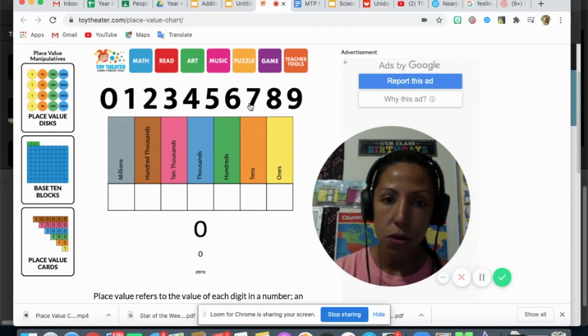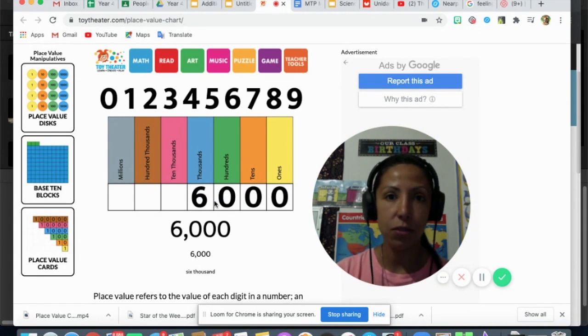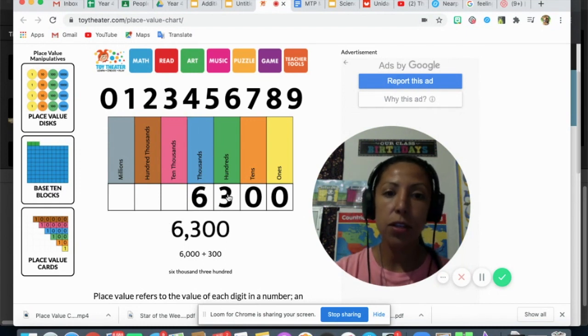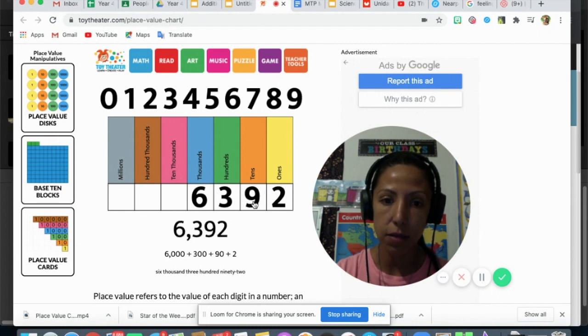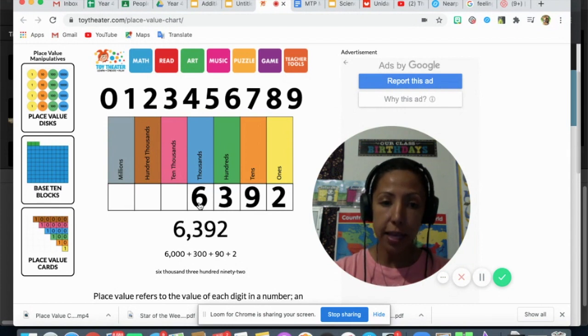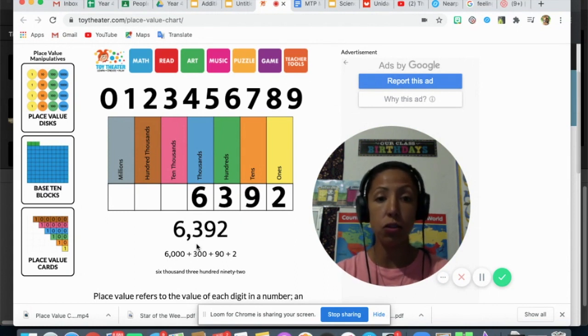There we go. What about the bigger one? Let's put the 6 in thousands, which will give us 6,000. Let's put the 3 here in hundreds, and 9 here, and wait, where did the 9 go? There we go. So now we can start reading from our left. 6,392. 9 groups of 10 and 2.